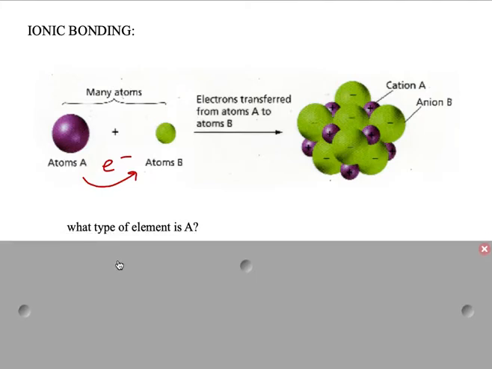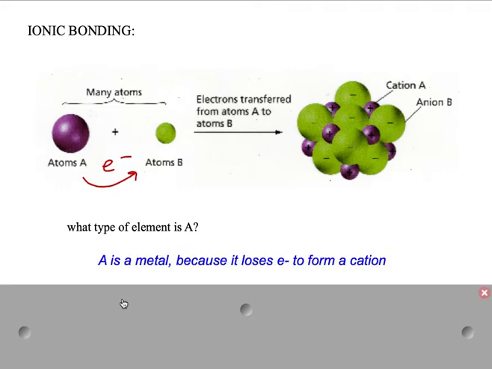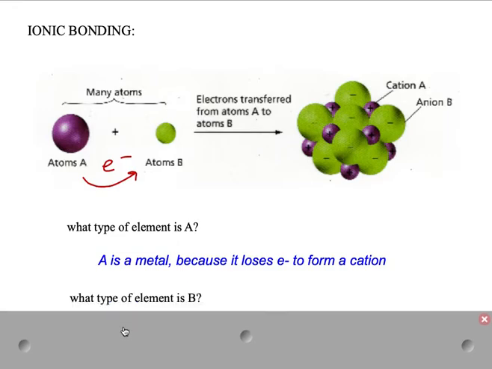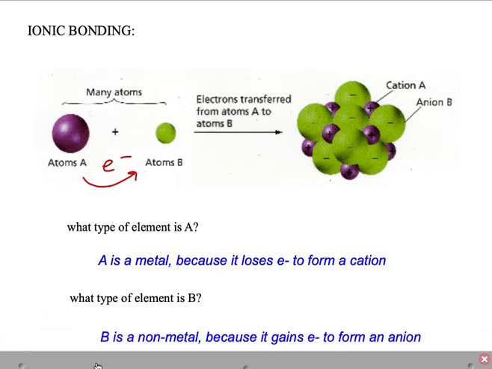Well, we learned in the previous unit that metals tend to give away electrons to form cations, so A must be a metal. What type of element is B? Well, we also learned in the previous unit that nonmetallic elements gain electrons to form anions, so B must be nonmetallic. And as you can see, in the resulting ionic compound, there are large numbers of cations and anions packed together in what is called the crystal lattice, which we'll talk about in the next video.